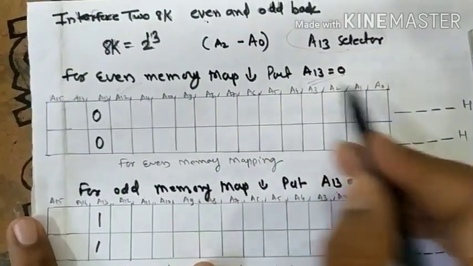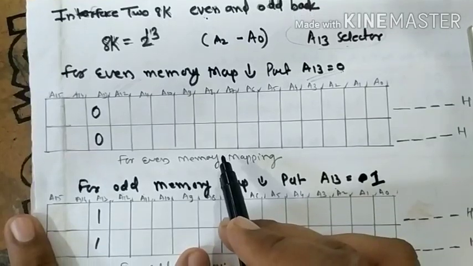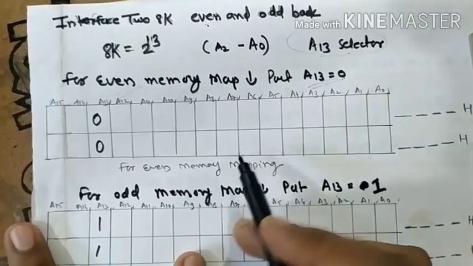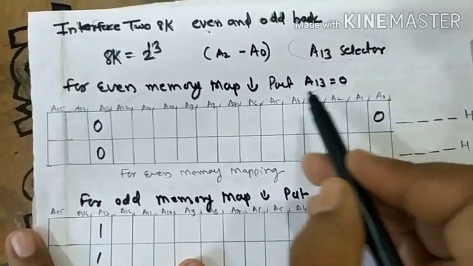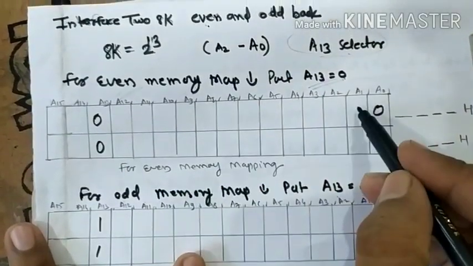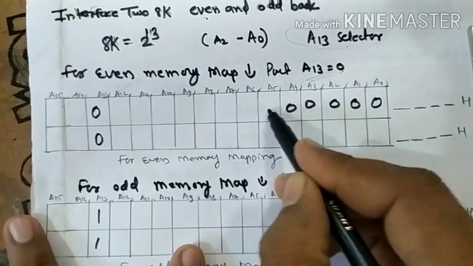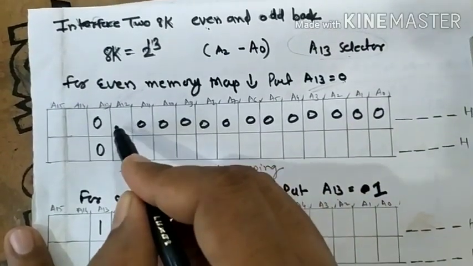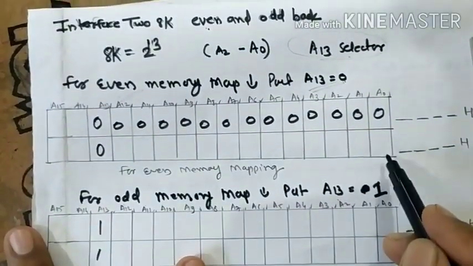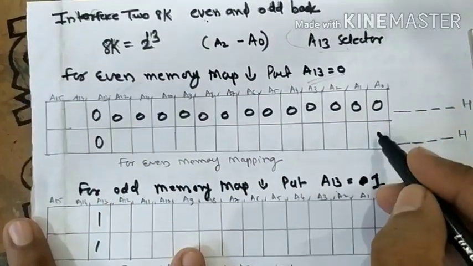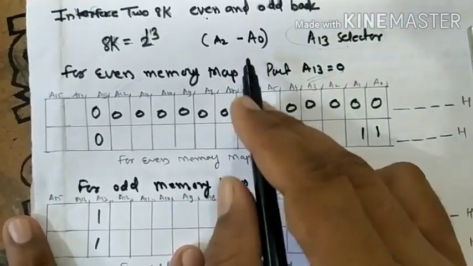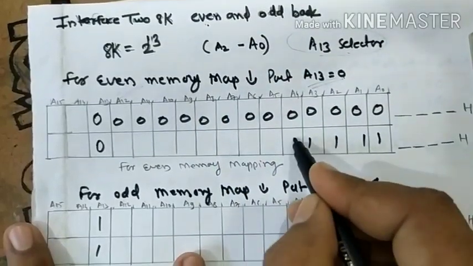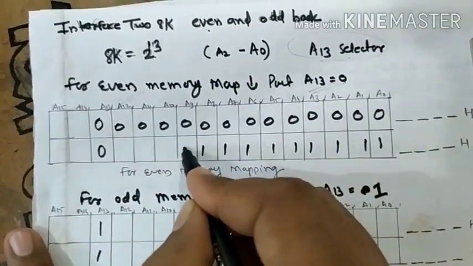After this, for the even memory bank, we find the starting address. So we put all zeros from A0 to A12. And for the last address of the even memory bank, we put all ones from A0 to A12.